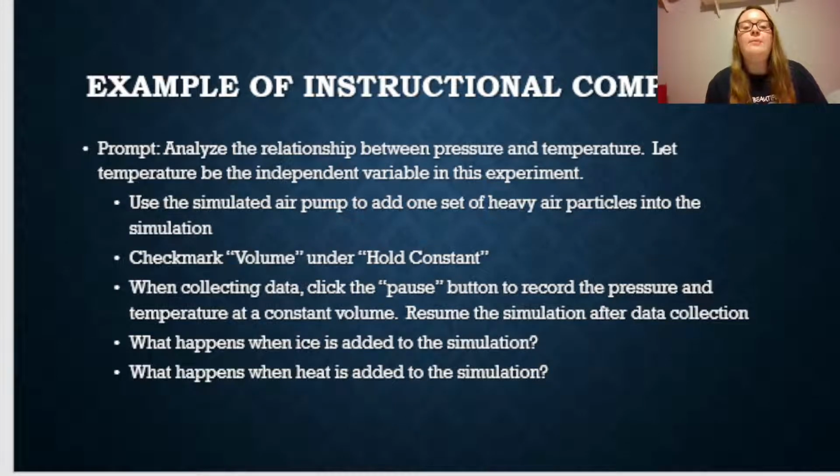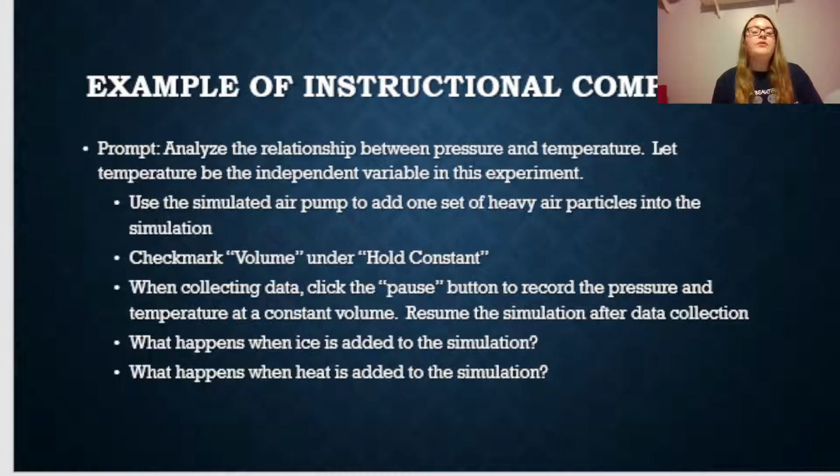An example of an instructional component you could use for active learning is that the students would have the following prompt, which could be through a PowerPoint presentation, for example. The prompt could be: analyze the relationship between pressure and temperature. Let temperature be the independent variable in this experiment. The students will first have a set of instructions through their active learning presentation in their cooperative learning groups.